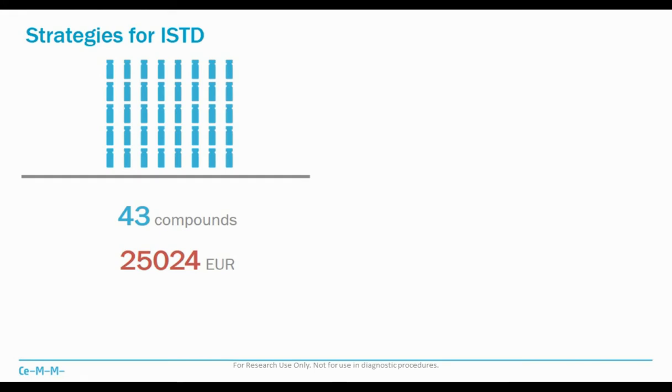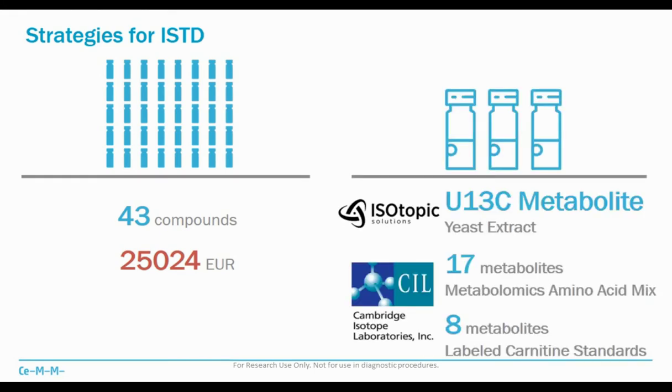So I said, okay, what are the other alternatives? As an alternative, we thought about using C13 labeled metabolite extract. There's a company, a spin-off from the University of Vienna, called ISOtopic Solutions, and they sell C13 labeled metabolite extract from C13 labeled yeast. So all the metabolites in the yeast are labeled with the stable C13 label. We also already had good experience with some commercial mixes from Cambridge Isotope Laboratories, for instance the metabolomics amino acid mix and labeled carnitine mix.